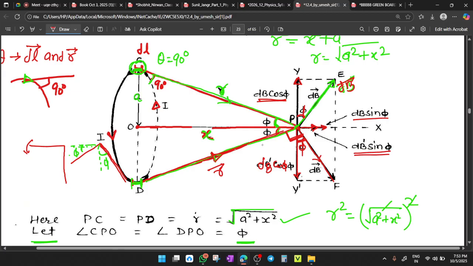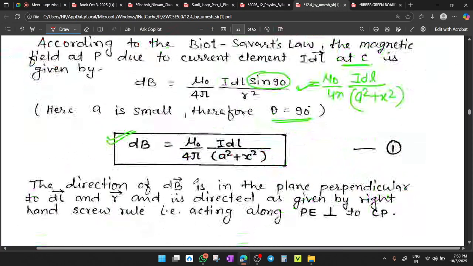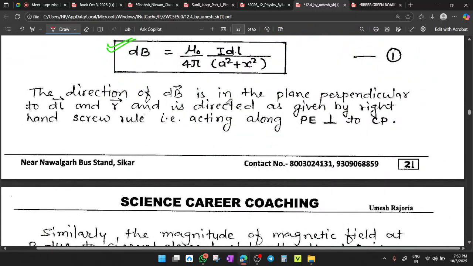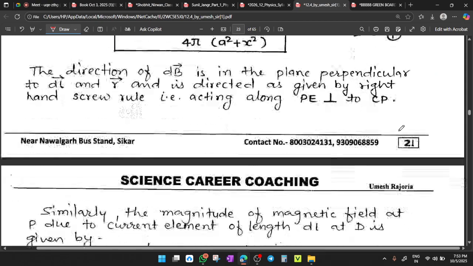We have considered the other intensity because of point D as dB dash, but numerically dB is equal to dB dash. Magnitude wise, dB equals dB dash, because the distances are the same. The upper R and the lower R will be the same. Now dB cos phi and dB cos phi will cancel each other, and the resultant intensity is because of the sine components. So see here, the direction of dB is in the plane perpendicular to dl and R, and it is directed as given by the right hand screw rule, acting PE perpendicular to CP.